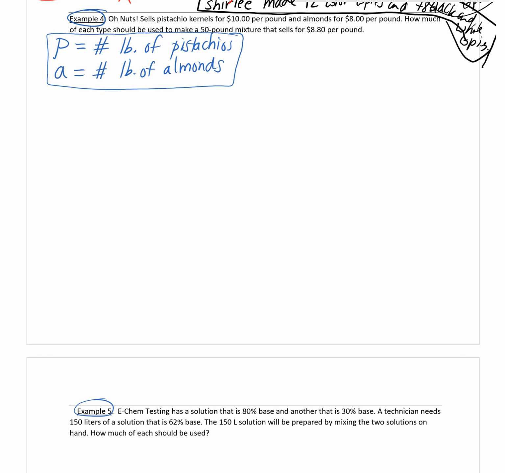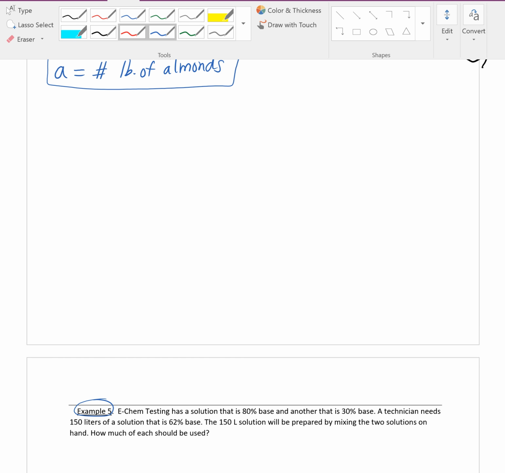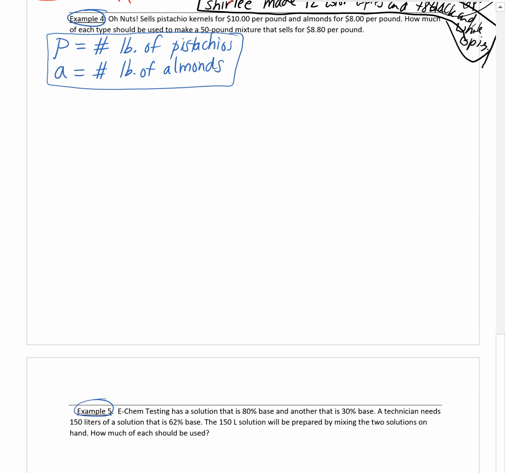Okay. So what do they say? You know what happens in a lot of these? Since you're trying to come up with two equations, usually one of them is fairly simple to get, and the other one's a little more complicated. So for example, they're trying to mix a number of pistachios, we call that P, with a number of almonds, which we called A, and they want a total of 50 pounds.